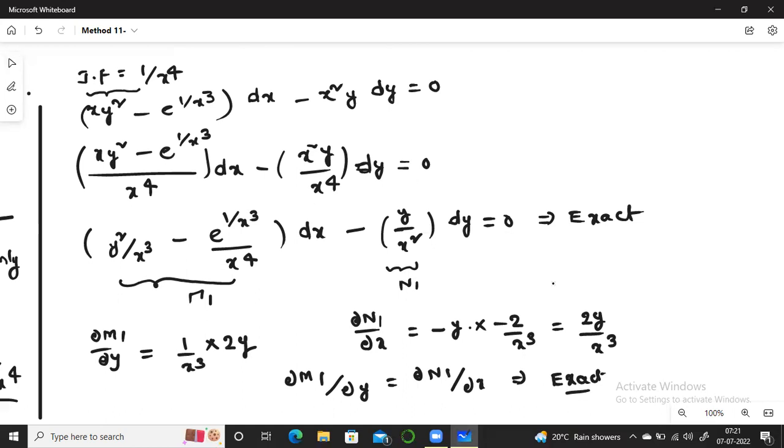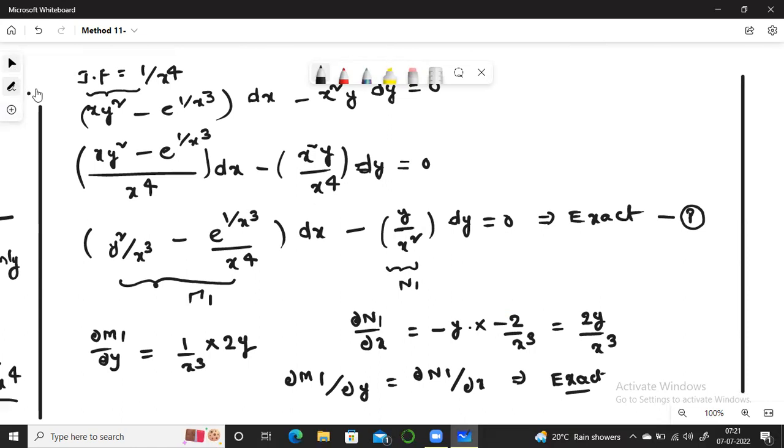Let me say equation 1. So my first equation is exact. So now I can apply a direct solution. Let me write this equation once again. y squared over x cube. This I have to write once again. Copy.